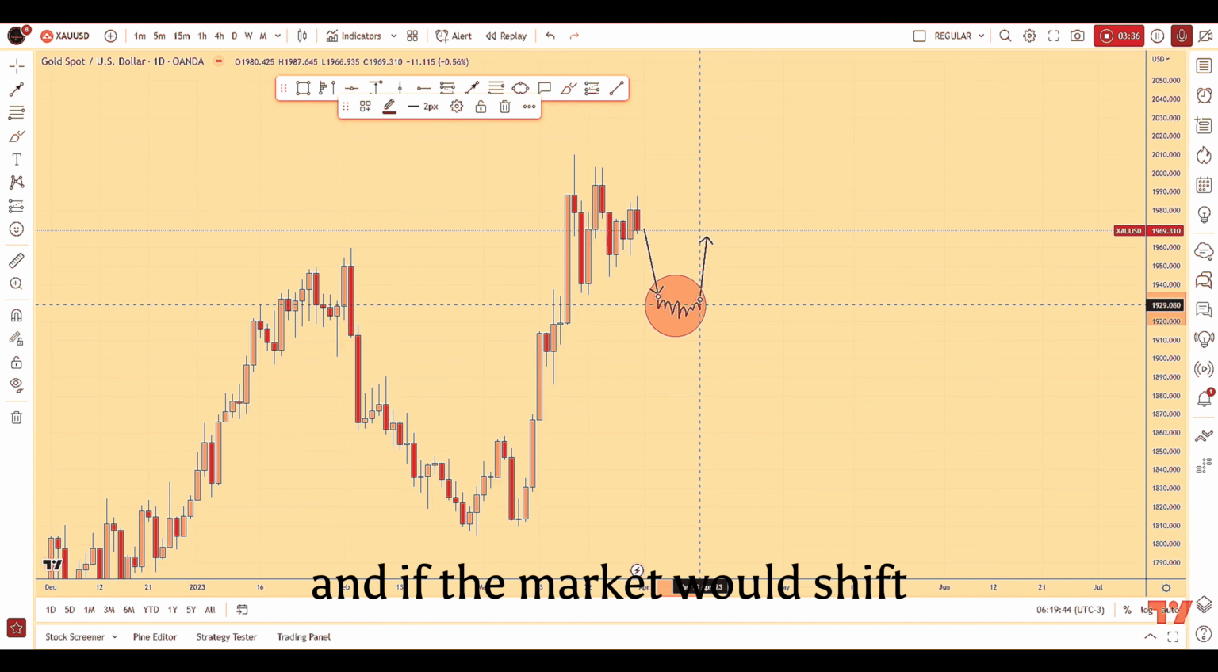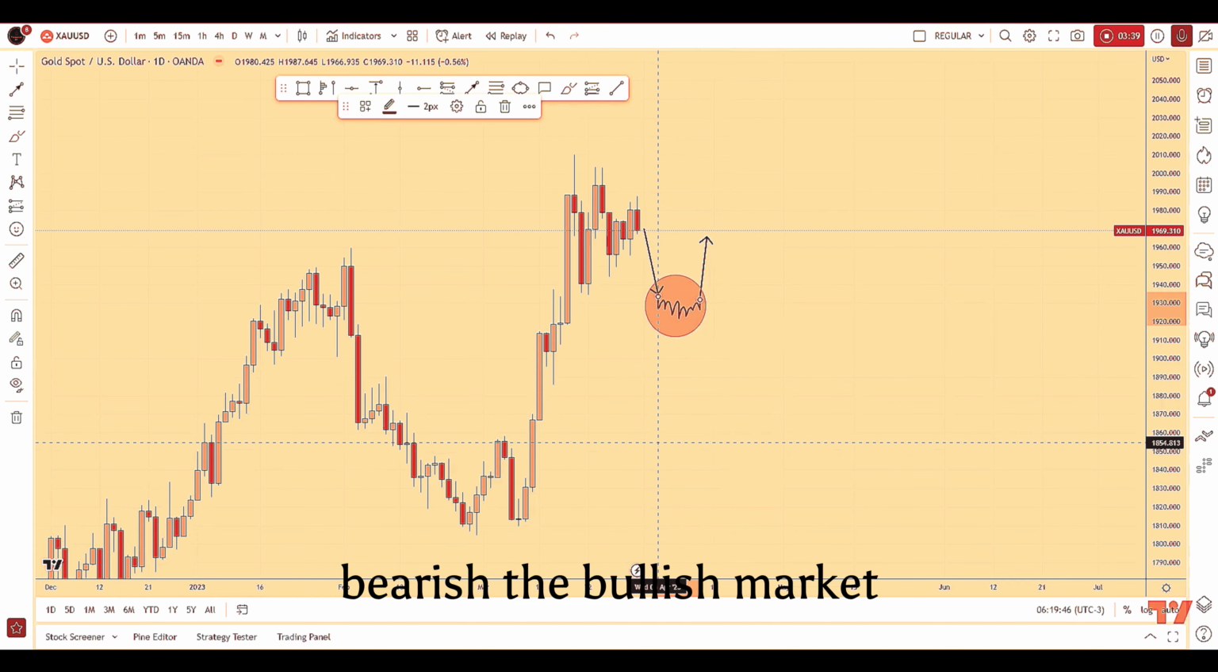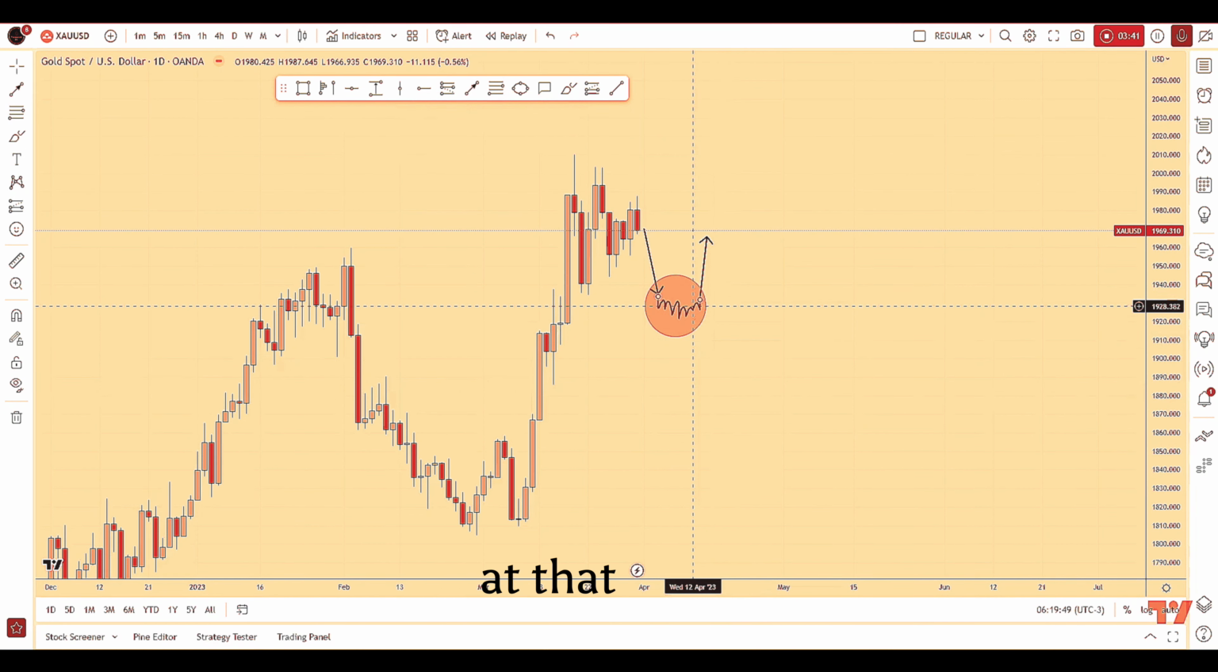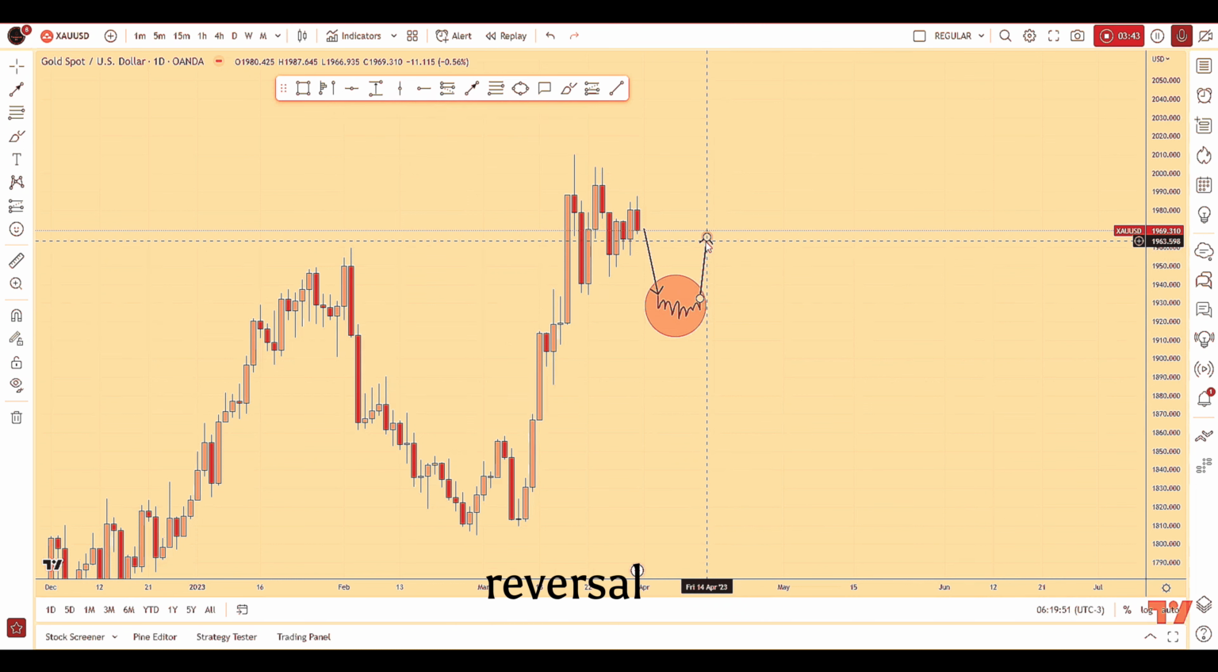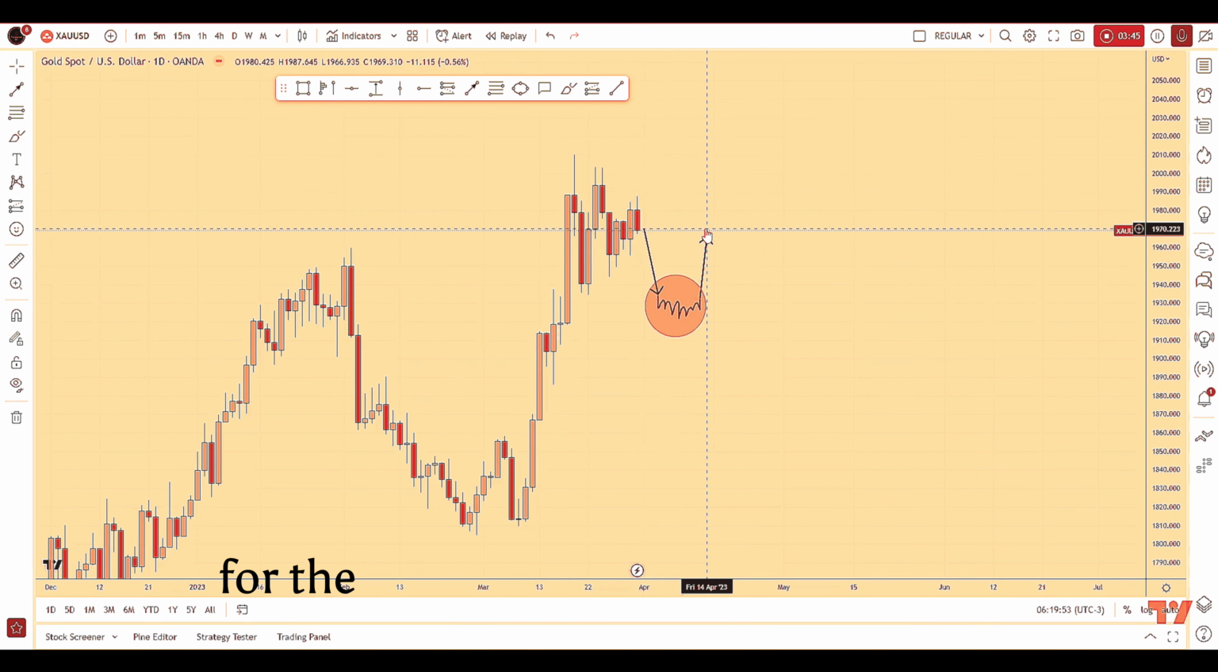And if the market would shift from an intraday bearish to bullish market and provide to us one of our valid entries, at that point we could be looking for a potential reversal higher for the completion of the M pattern at the neckline.